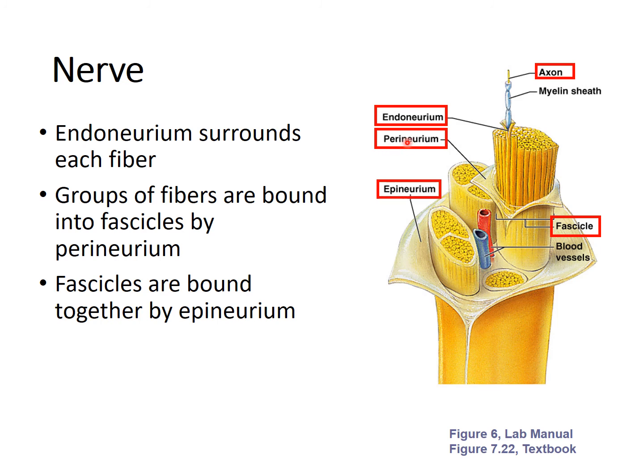Peri means around, like on the periphery. The perineurium surrounds the fascicle. Epi means above or upon. The outermost layer of your skin is the epidermis. So think of the outermost layer of connective tissue as the epineurium, the outermost layer.